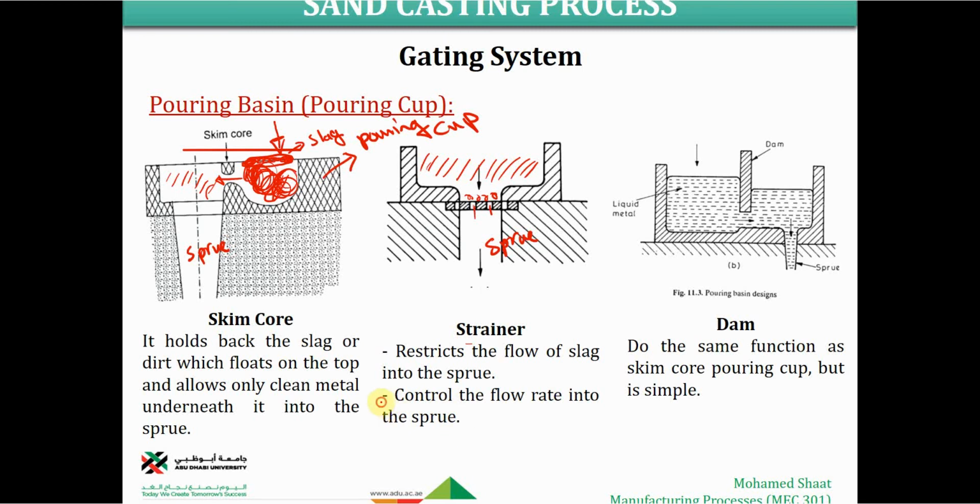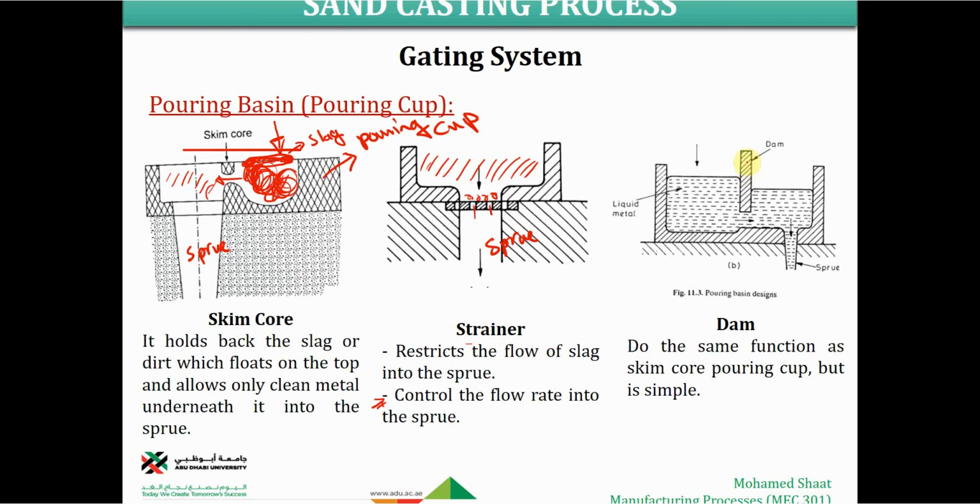It has two main functions. We can use it also to control the flow rate of the molten metal into the down sprue. Another option, which is more practical and easier to use, is using dams. A dam could be anything. For example, in some cases, we would put a piece of wood or a piece of metal in front of the pouring metal at a level here.